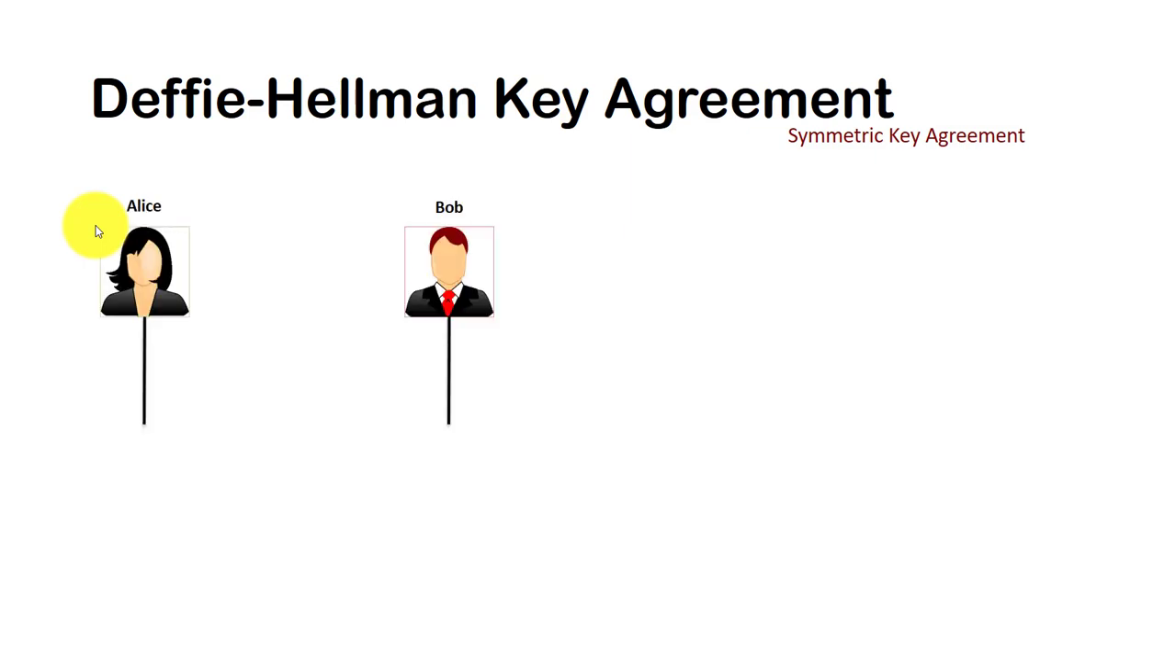So let's look into the Diffie-Hellman key agreement. It is a mathematical approach. There are two parties, Alice and Bob, and they want to send messages to each other. So what Alice does is that they will select two values, n and g, which are the public values.